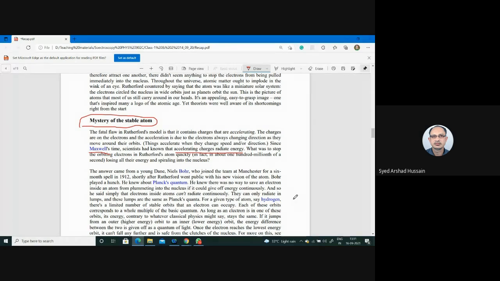And most importantly, he said that the angular momentum of the electron is quantized in a specific orbit, and this is equal to an integral multiple of h by 2π, that is mvr. If v is the velocity of rotation, then mvr equals nh by 2π, where n is equal to 1, 2, 3, etc. So he used Planck's theory here.